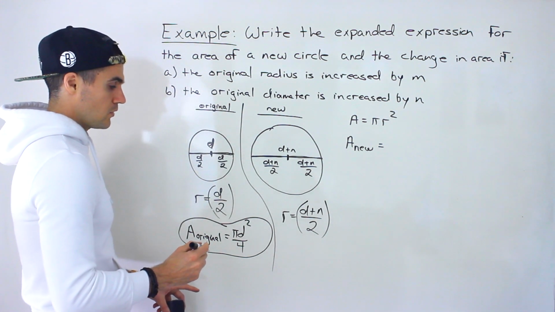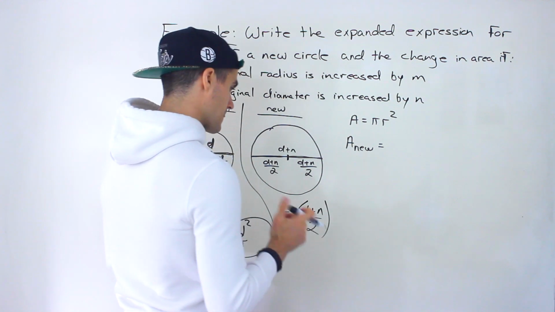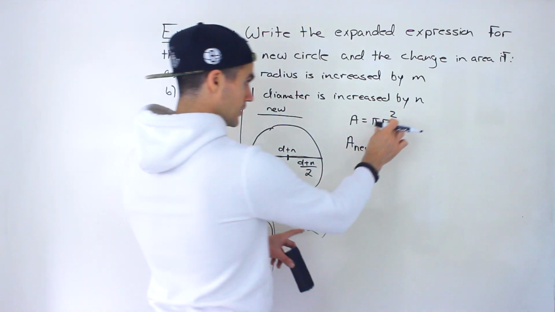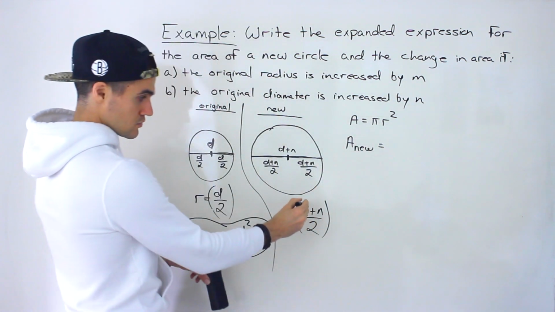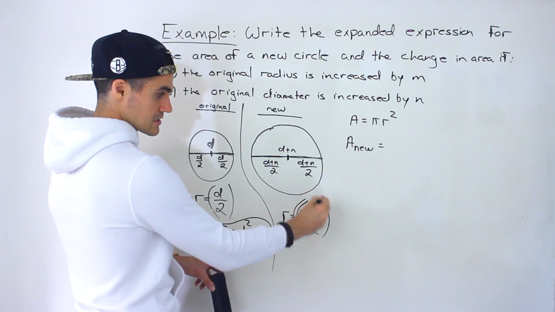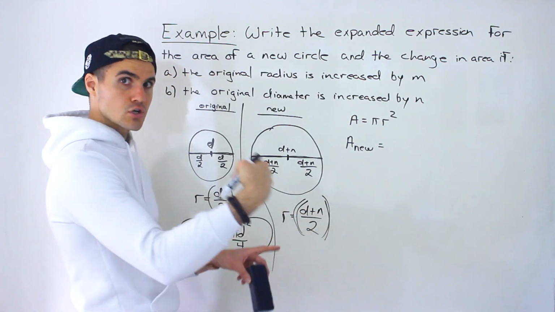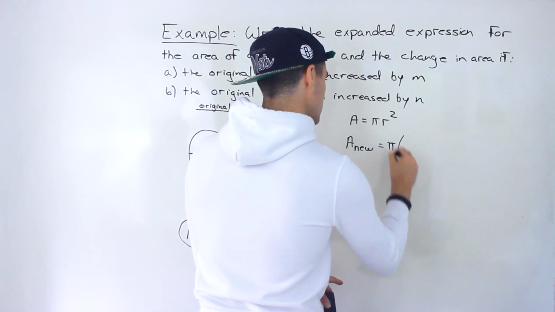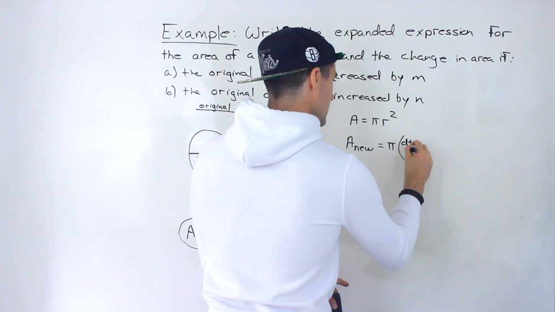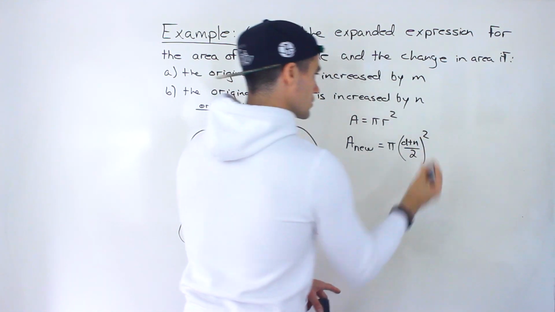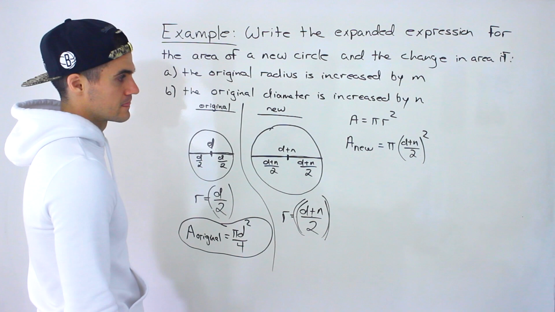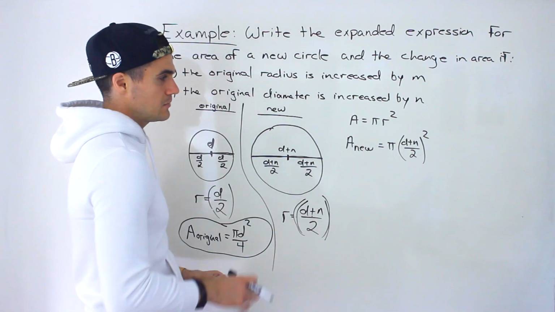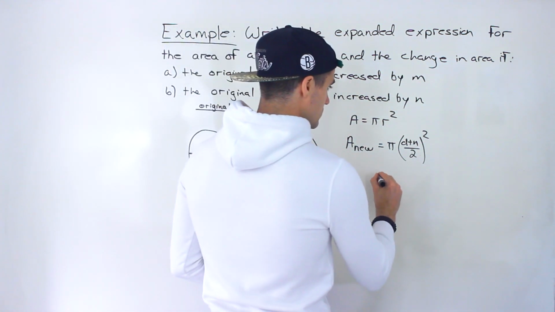So now what would happen is we would take this and plug it in for this radius here, right? Because the new radius for this circle is this expression. Everything has to be in terms of the diameter, so we would take this and plug it in for r. So we'd have pi d plus n over 2 squared, like that. And now what we're going to have to do is we're going to have to expand that expression. So there's going to be a little bit more work here, but it's actually not too bad.